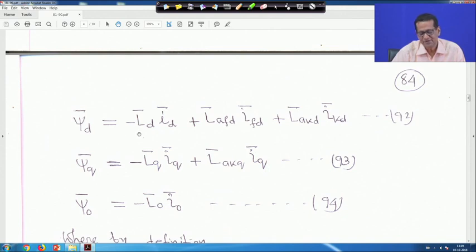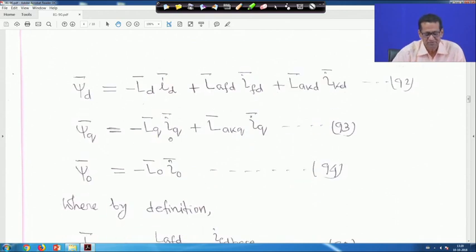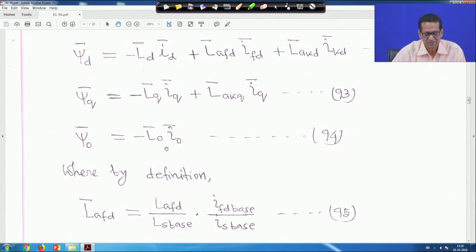Same way you could divide and simplify, you will find it is minus LD bar ID bar plus LFD bar IFD bar plus LAKD bar IKD bar. This is equation 92. Similarly, psi q bar will be minus LQ bar IQ bar plus LAKQ bar IKQ bar. This is 93, and psi 0 bar will be minus L0 bar I0 bar. This is equation 94, right.